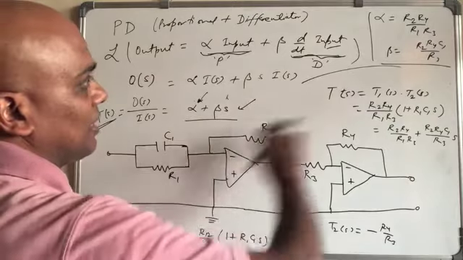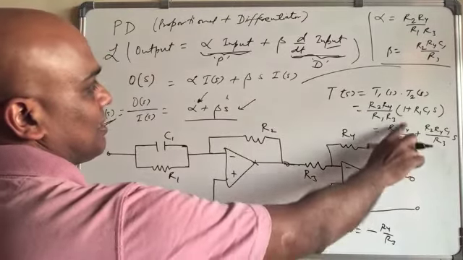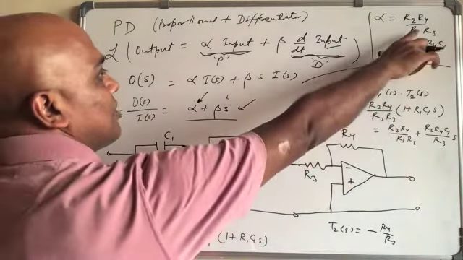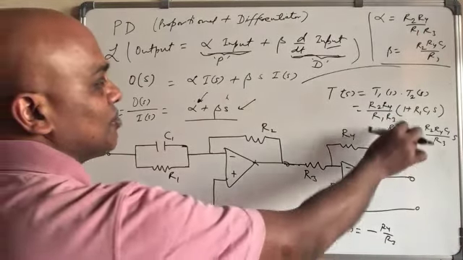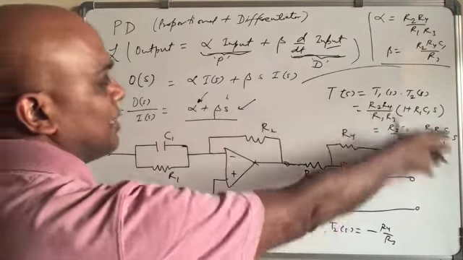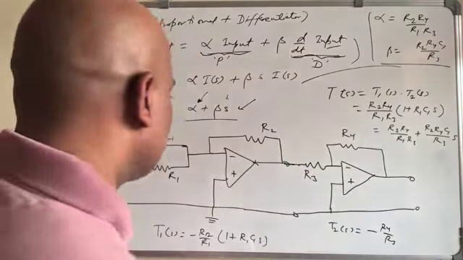So I may ask a question like this: the transfer function is alpha plus beta times s, what is the value of alpha? Then you have to do this analysis and find out alpha is equal to this value. Of course, there may be actual numerical values, so we put the values, find out the value of alpha, find out the value of beta.